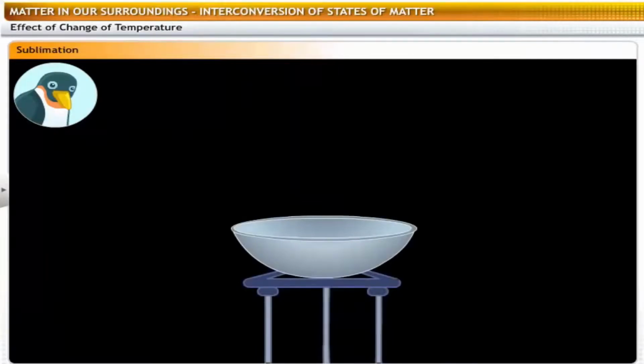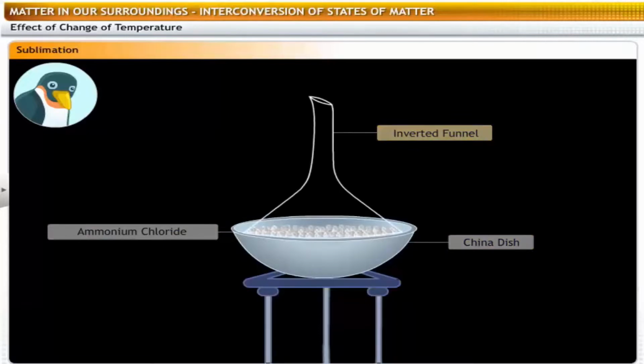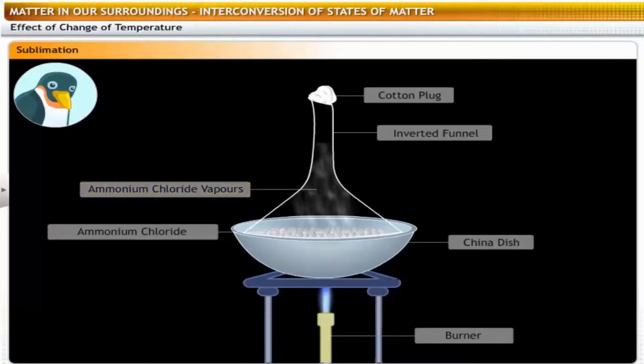Let's do an experiment. Take a few ammonium chloride crystals in a china dish. Cover the china dish with an inverted funnel. Then, plug the open end of the funnel with cotton. Slowly heat the ammonium chloride crystals in the china dish. Observe that the solid crystals of ammonium chloride directly change into vapor without changing into liquid. Now stop heating.